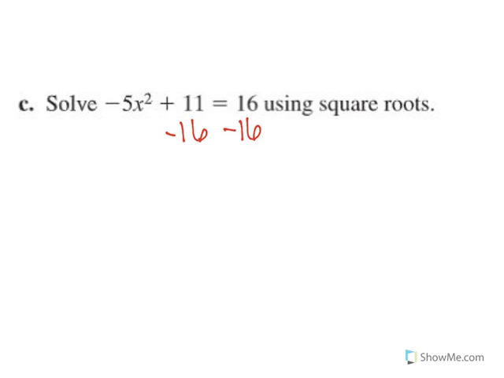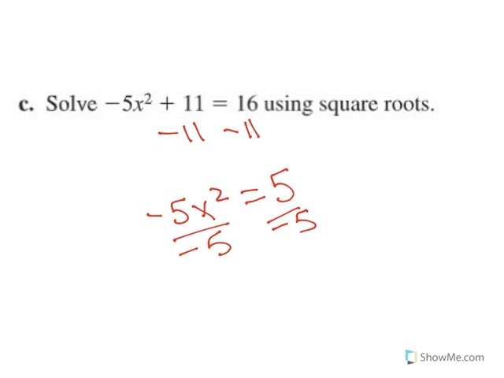Subtract the 11 from both sides. Okay? So negative 5x squared equals positive 5. Oh, I'm all kinds of tired, I guess. So then we need to divide, and x squared equals 5 divided by negative 5, which is negative 1.